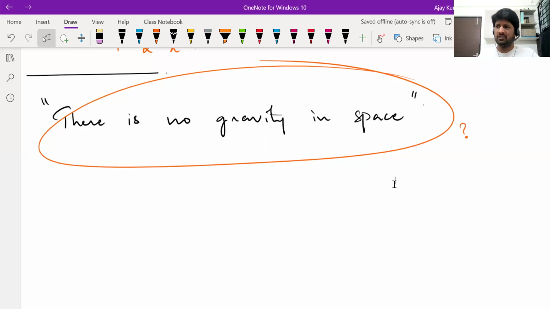Now, you might have seen videos of astronauts floating around in the International Space Station as if there's no gravity, as if they're never going to fall down.